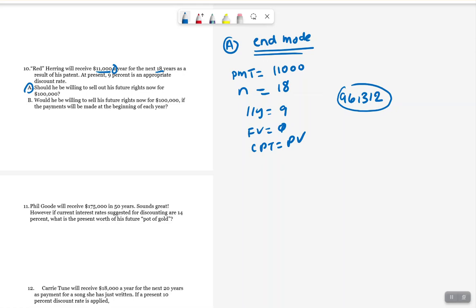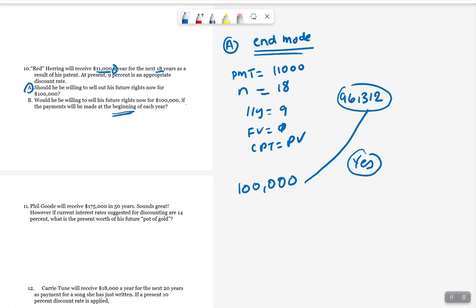So if you receive the 11,000 payments for 18 years, your patent will be worth $96,312. Should you take this option? Yes. Should he be willing to sell out his future rights now for 100,000? Of course, 100,000 is more than $96,312. So the answer here is yes. Now, what do we do? Would he be willing to sell his future rights now for 100,000 if the payments were made at the beginning of each year?